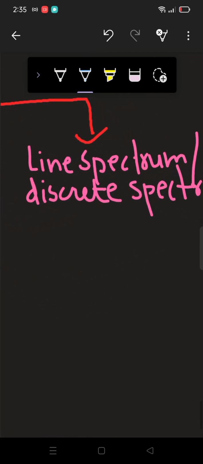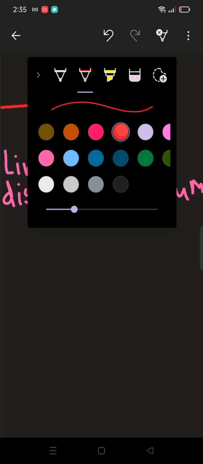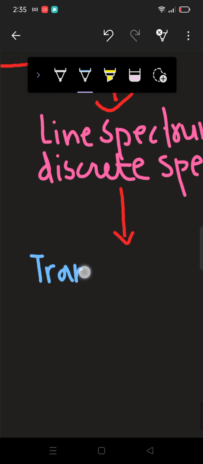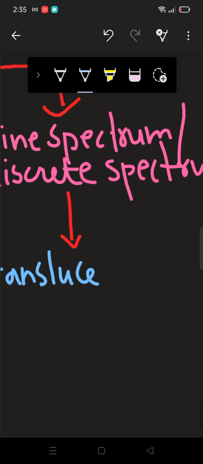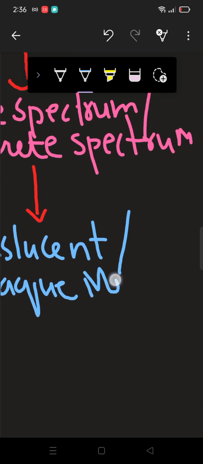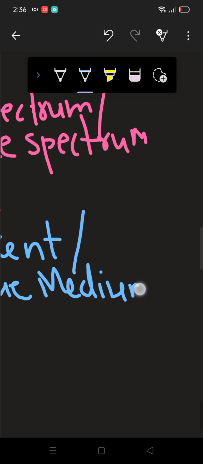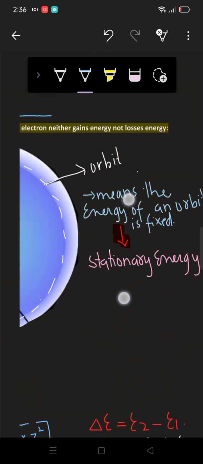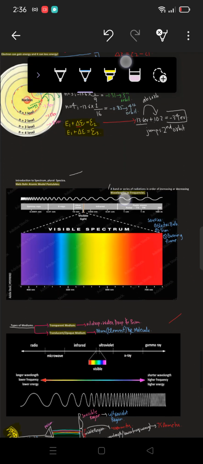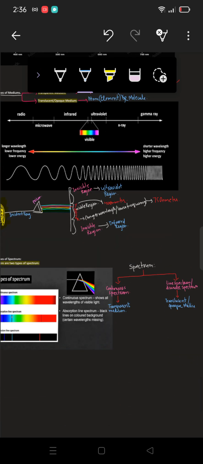While the line spectrum, discrete spectrum, or discontinuous spectrum is produced by the translucent or opaque medium. And what was included in the translucent or opaque medium? There were elements, molecules, and atoms. Those were producing the discontinuous, discrete or line spectrum.